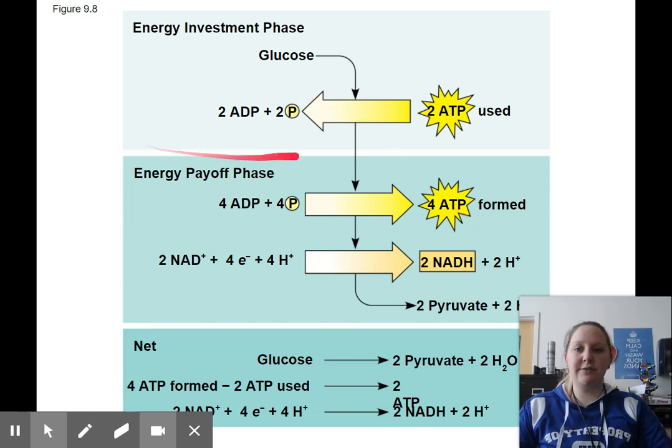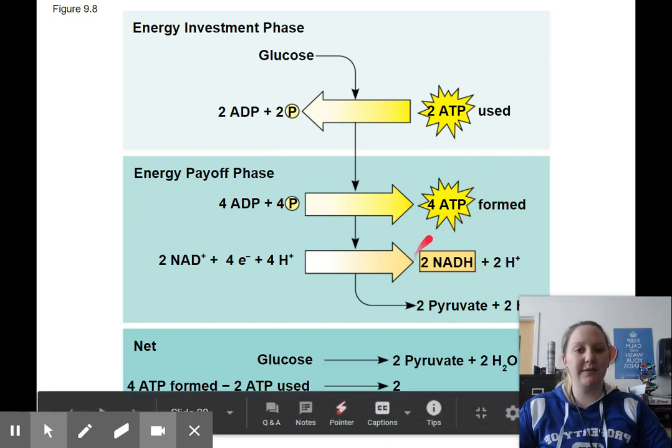Here is your energy investment stage. ADP, because we use 2 ATP, glucose gets broken down. And our energy payoff phase, we get 4 molecules of ATP and 2 molecules of NADH to result in our 2 pyruvate at the end.